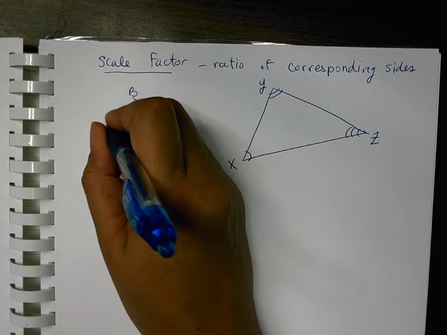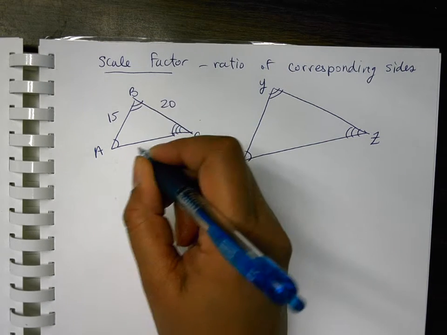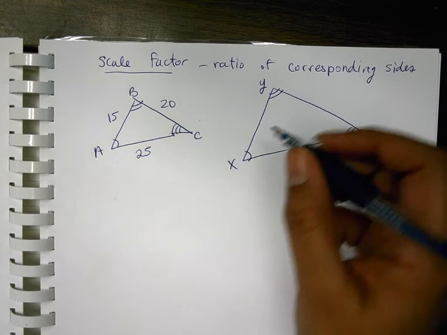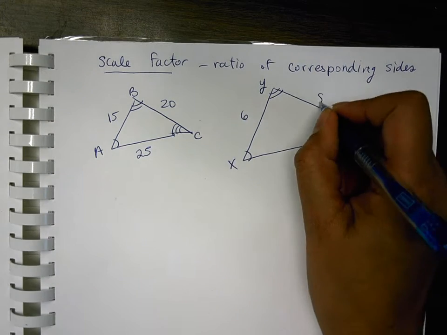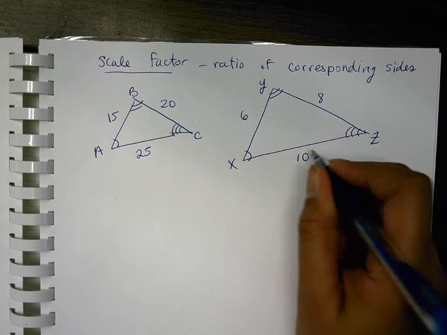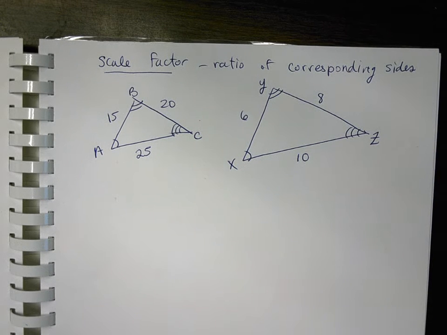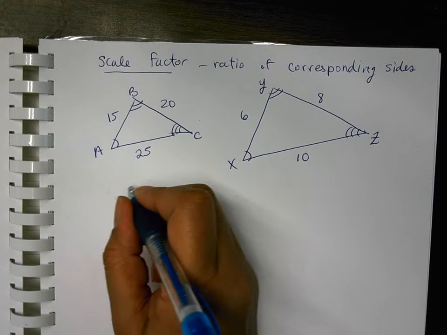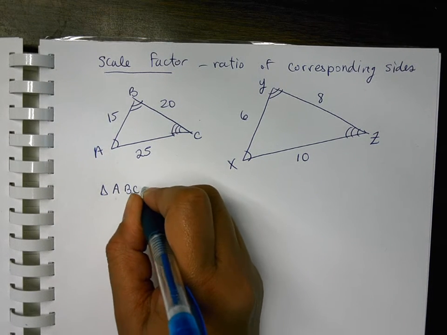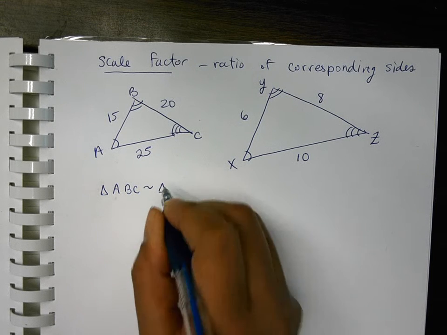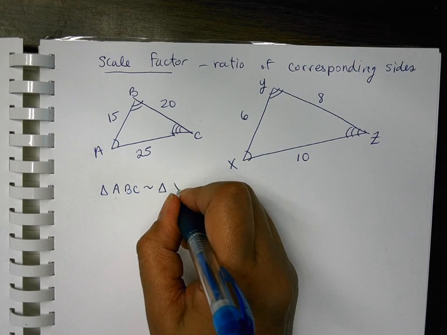This is 15, 20, 25. This is 6, 8, and 10. All right, I am going to tell you that triangle ABC is similar to triangle XYZ.